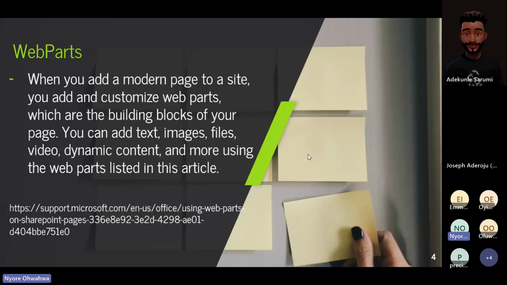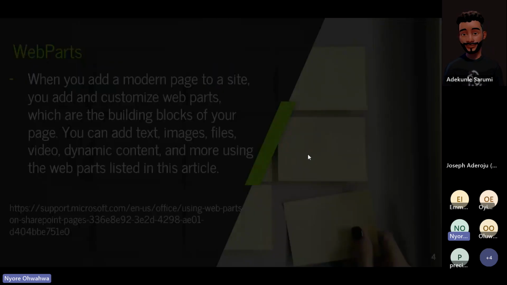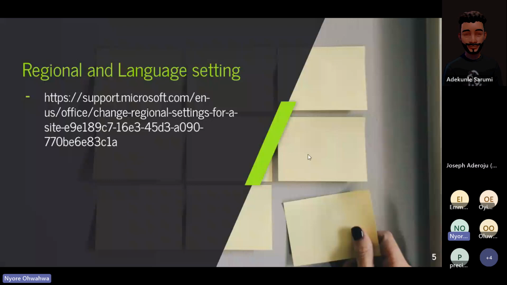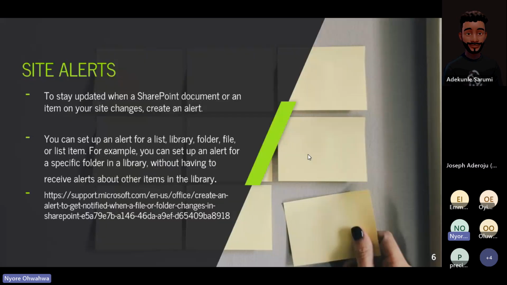Web parts, you're basically trying to call some structures that you have in your SharePoint site into your home page to make it easy for navigation. So it says when you add a modern page to a site, you add and customize web parts, which are the building blocks of your page. You can add text, images, files, video, dynamic content, and more using the web parts listed in this article. This is just an article for regional and language settings.